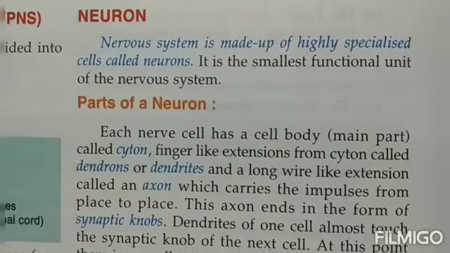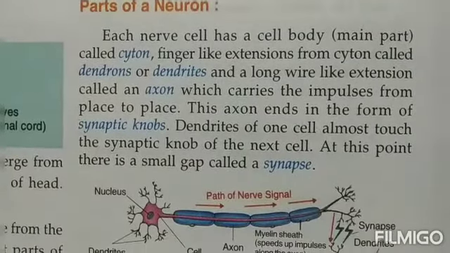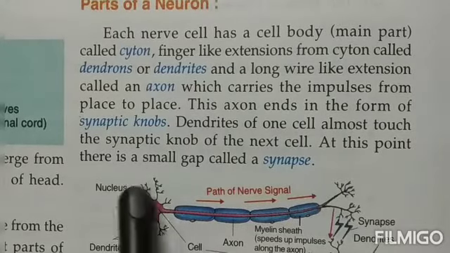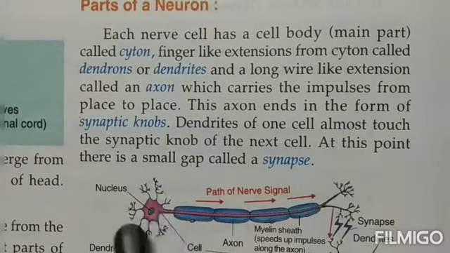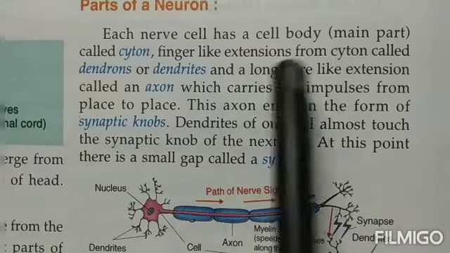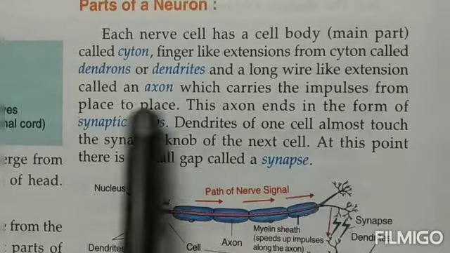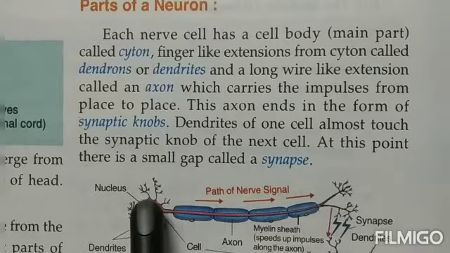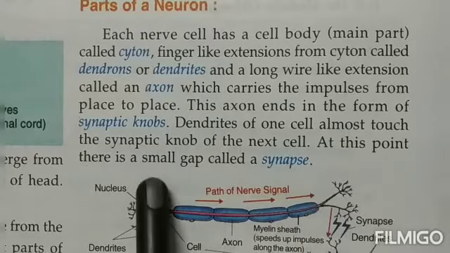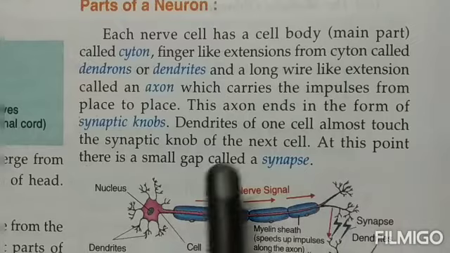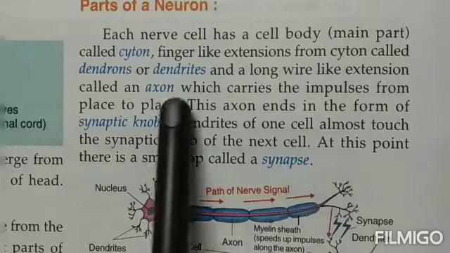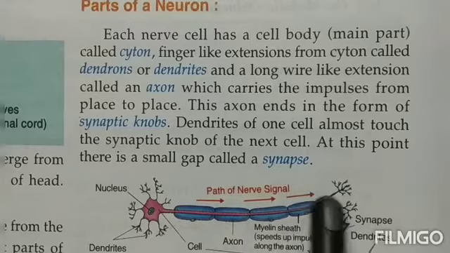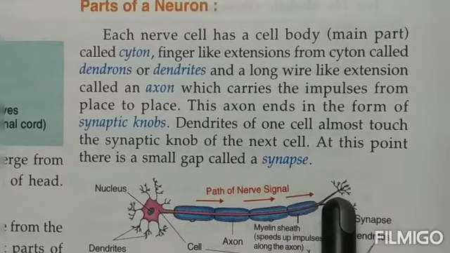Coming to the parts of a neuron, children, each nerve cell has a cell body which is known as the cyton. Now, this pink structure that you see over here, children, that's the cyton. Finger-like extensions from the cyton called the dendrons or the dendrites arise. Now, these finger-like projections, you can see these finger-like things are coming out. These are known as dendrites. And a long wire-like extension called the axon is also there. Now, this pink long thing that you can see, children, that's the axon.